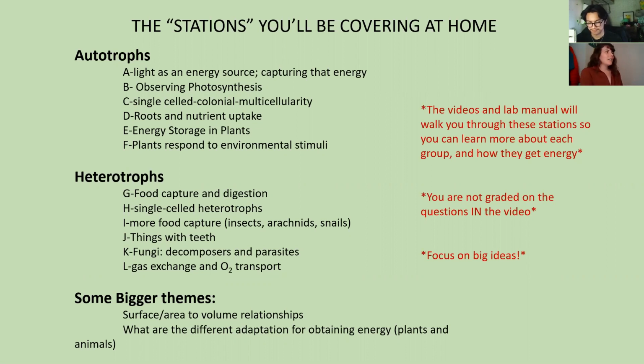For station C, you're looking at single-celled, colonial, and multicellularity. So I think this is looking at teeny tiny guys. For D, roots and nutrient uptake. So in plants, how the roots can help contribute to the nutrient uptake. So plants don't just need sunlight, they can't get all of their nutrients from that. They also need to take up minerals and stuff from the soil, and that's what roots are good for.